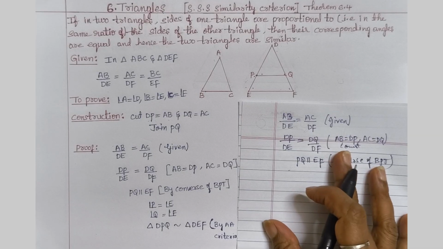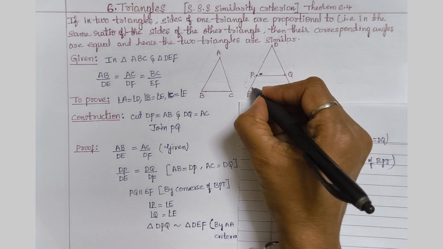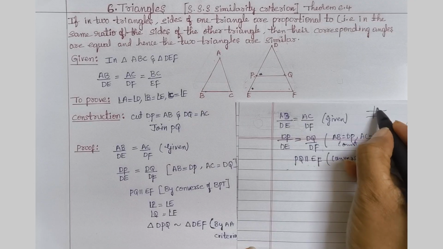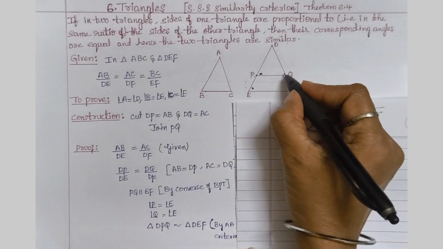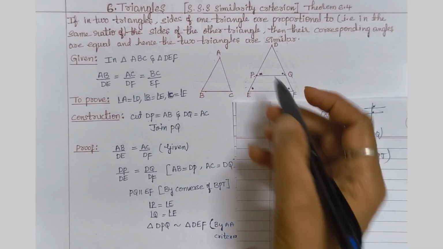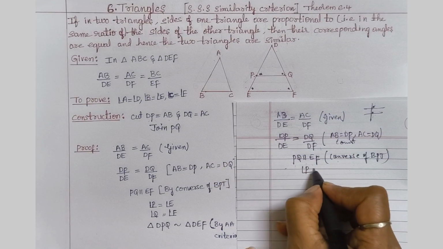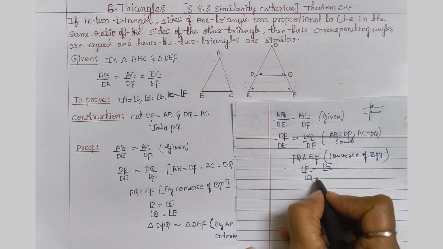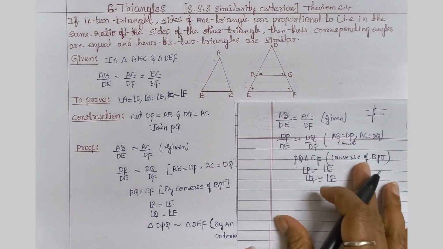Next, PQ parallel to EF means see this angle is the same measurement. Why? Corresponding angles. Parallel lines means corresponding angles are equal. See, these two are corresponding angles. So angle P and angle E are both equal. Try to understand. Angle P equals angle E. Next, angle Q is equal to angle F. What is the reason? These two are parallel, so corresponding angles are equal.